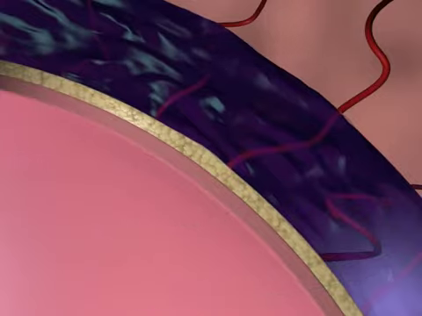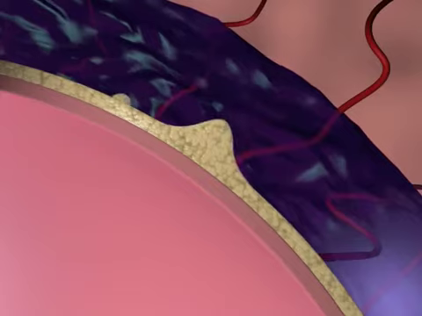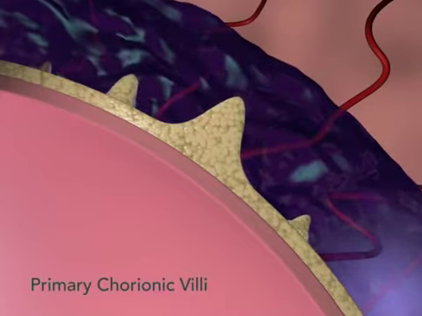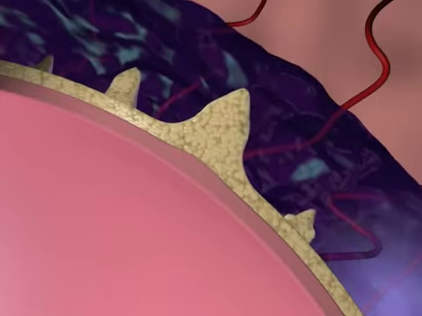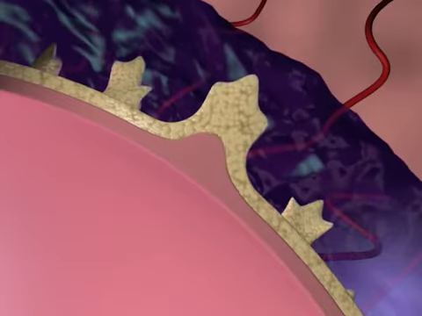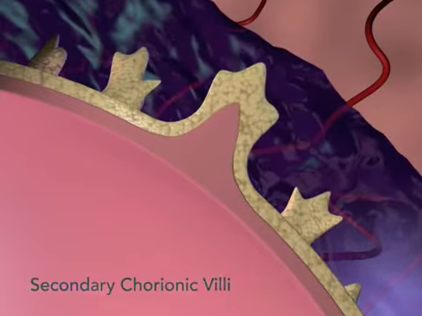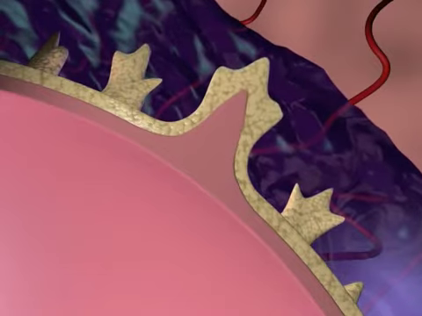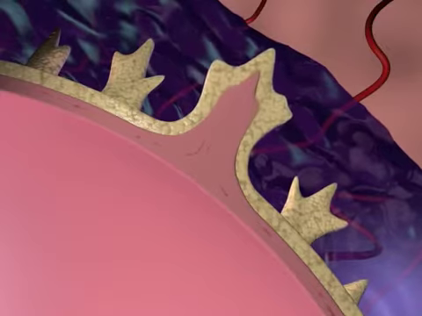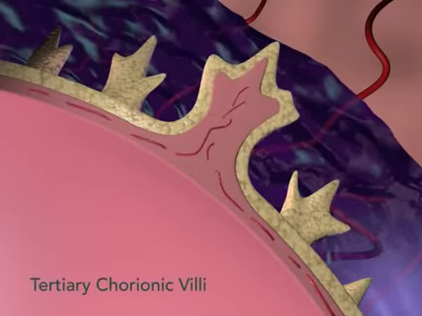Toward the end of the second week, small projections of the cytotrophoblast begin to expand into the syncytiotrophoblast, forming primary chorionic villi. Early in the third week, extra embryonic mesoderm grows into these villi, forming a core of loose connective tissue, at which point the structures are known as secondary chorionic villi. By the end of the third week, embryonic blood vessels have begun to form in the extra embryonic mesoderm of the secondary chorionic villi, transforming them into tertiary chorionic villi.